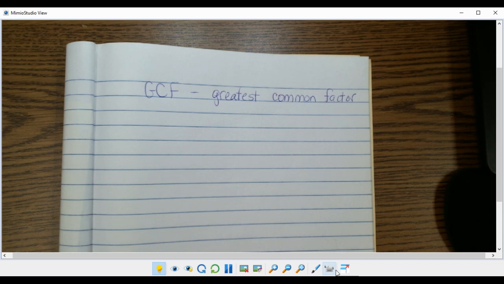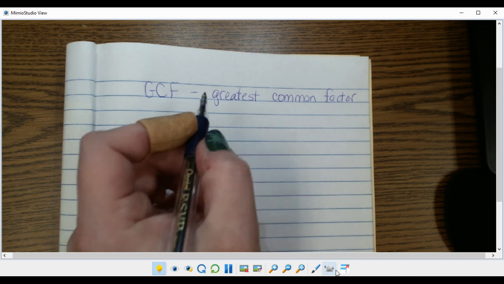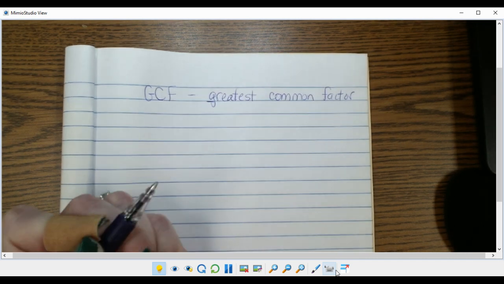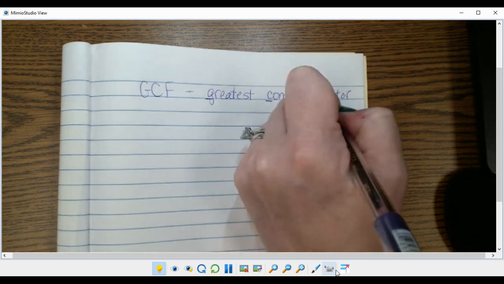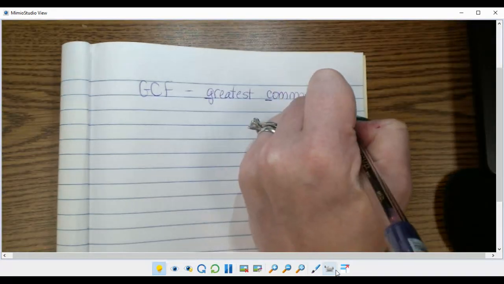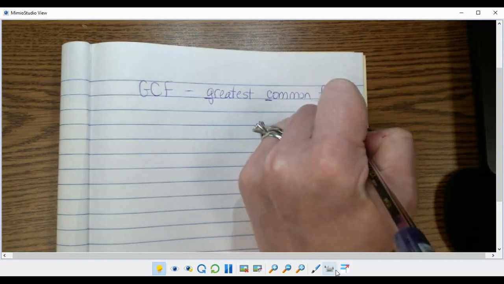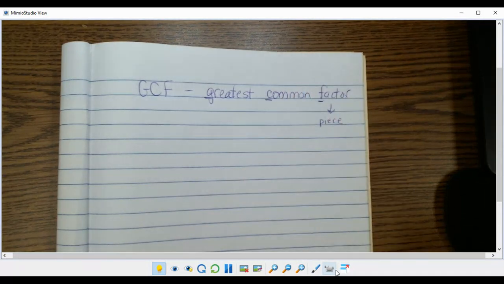Today we're going to talk about greatest common factor, often called the GCF. G for greatest, the largest. Common, C, the one that happens in both or in all. And factor, think of a factor as a piece, or you fracture something, you break it apart. That's exactly what we're going to do.